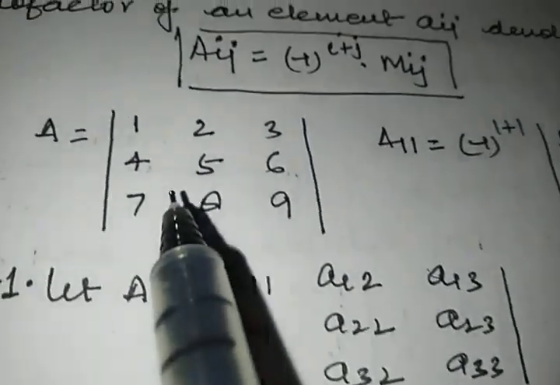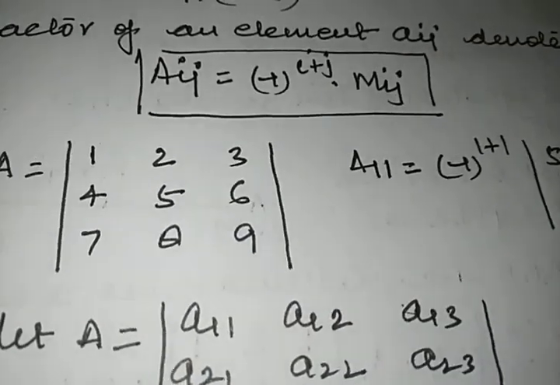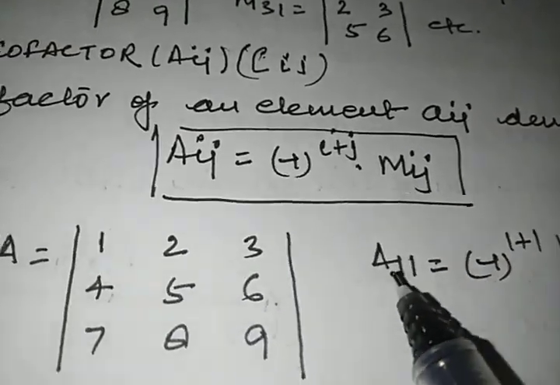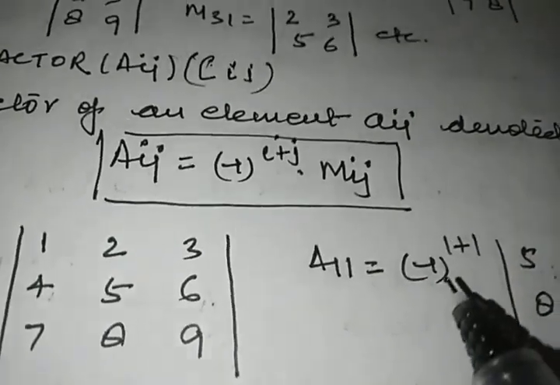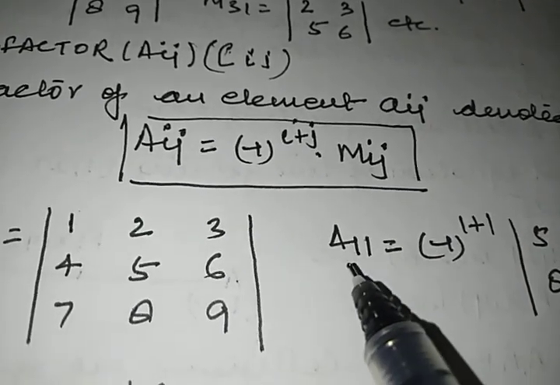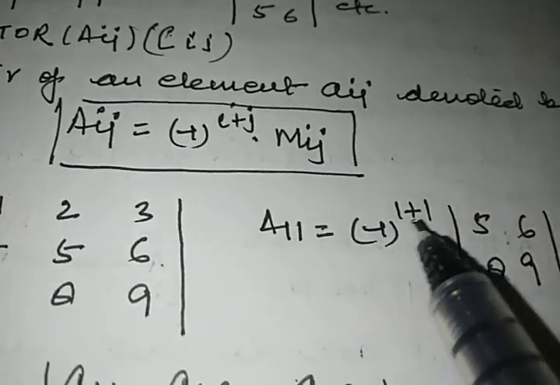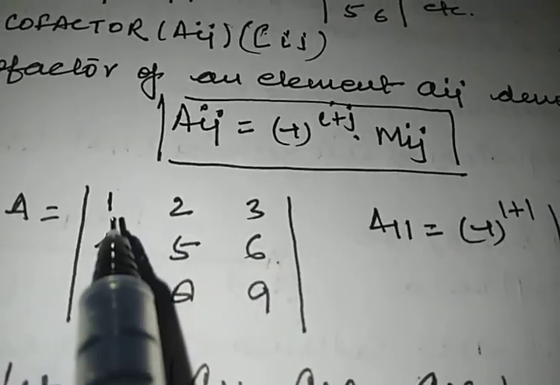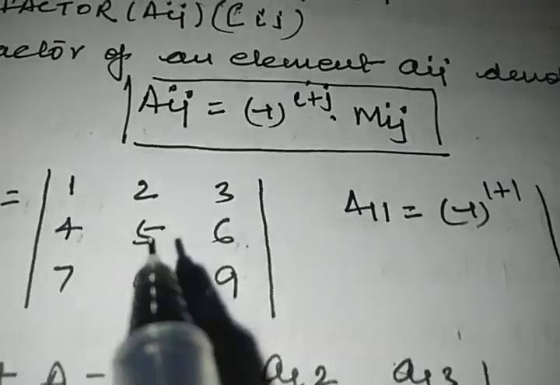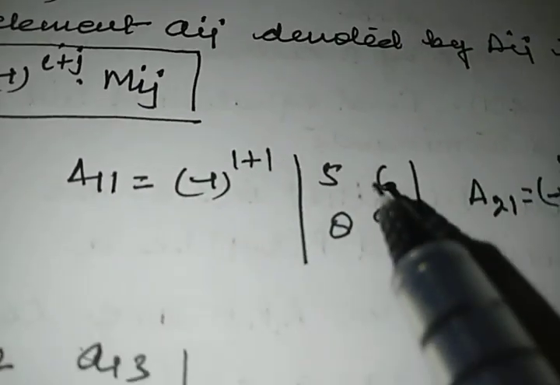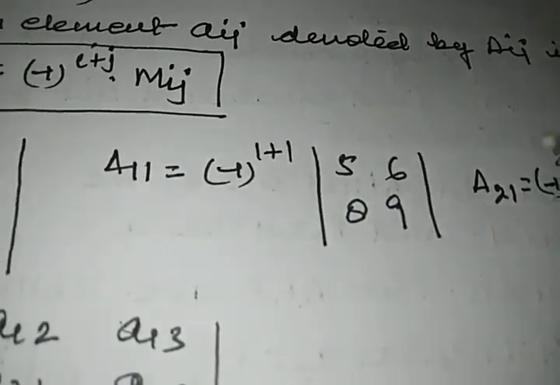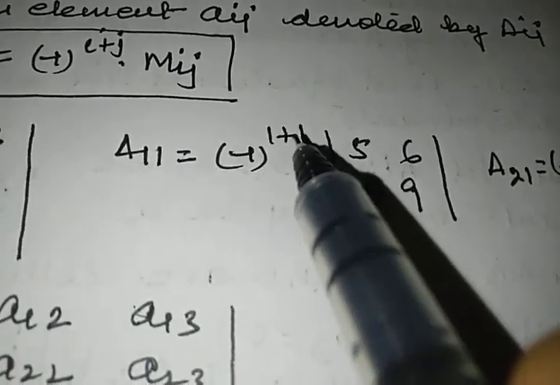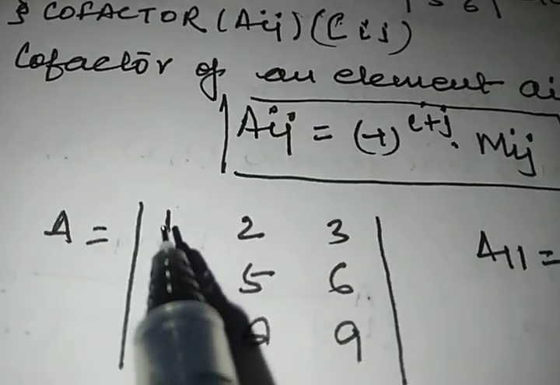Suppose again we have here 1, 2, 3, 4, 5, 6, 7, 8, 9. So A11 means 1. Now I is 1, J is 1, so minus 1 to the power 1 plus 1. So now we hide this row and column, and we are left with 5, 8, 6, 9. So this is 5, 8, 6, 9, and this will be plus here, and we already know that this is a plus sign over it.